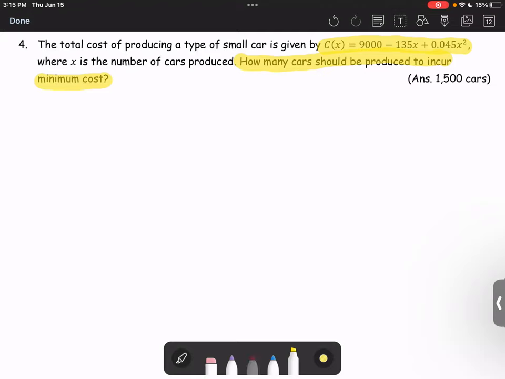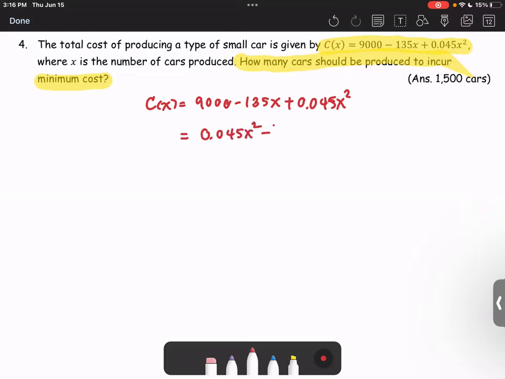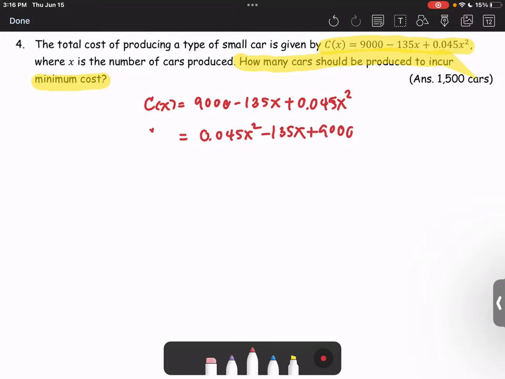So this cost function, C of x equals 9,000 minus 135x plus 0.045x squared. If we rewrite it in the order of the power, 0.045x squared minus 135x plus 9,000, as the function in a quadratic form, we have A as 0.045, B as negative 135, and C as 9,000.